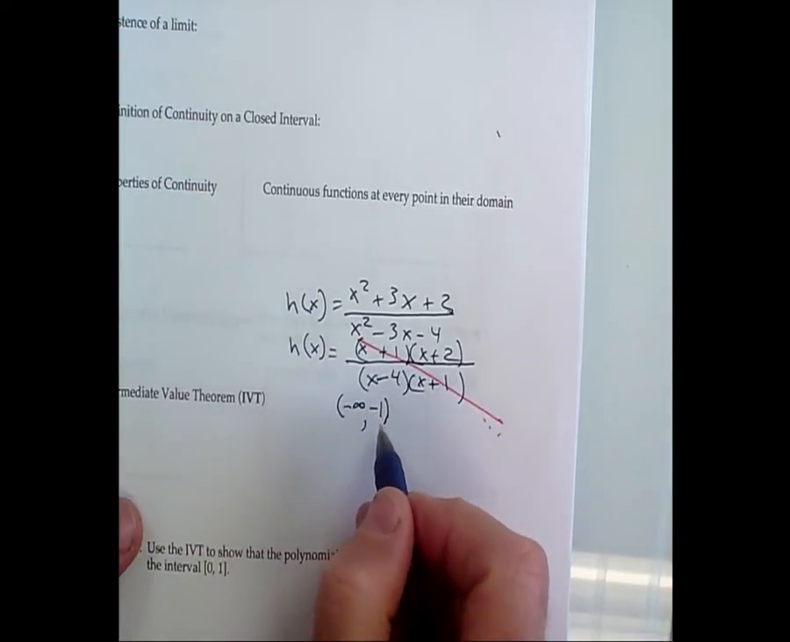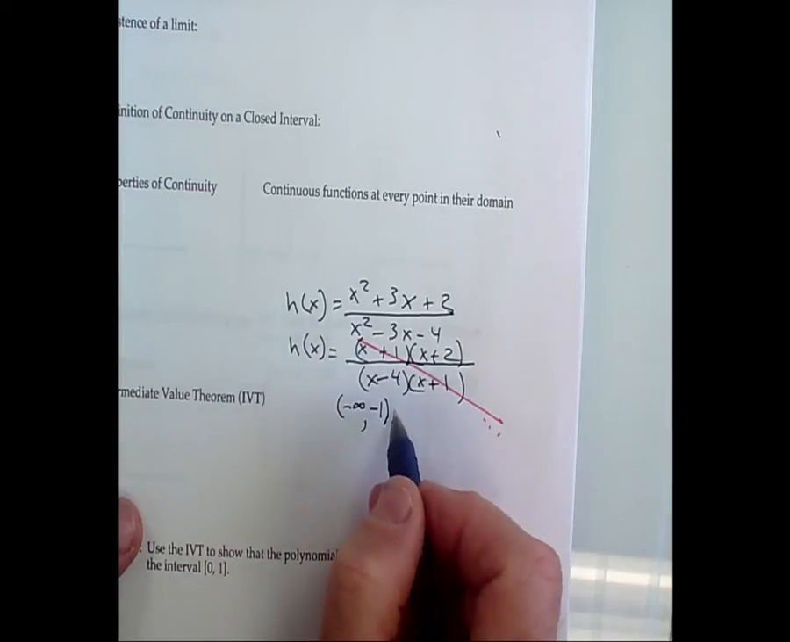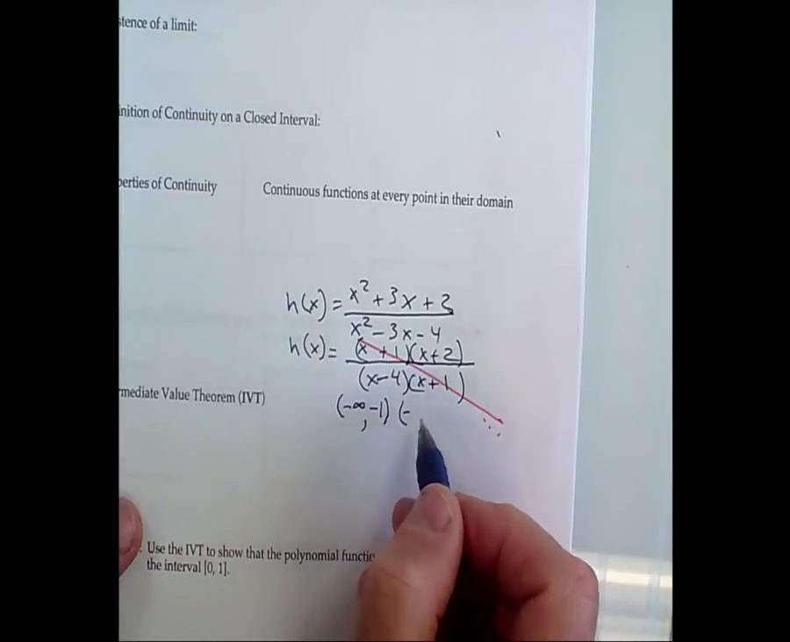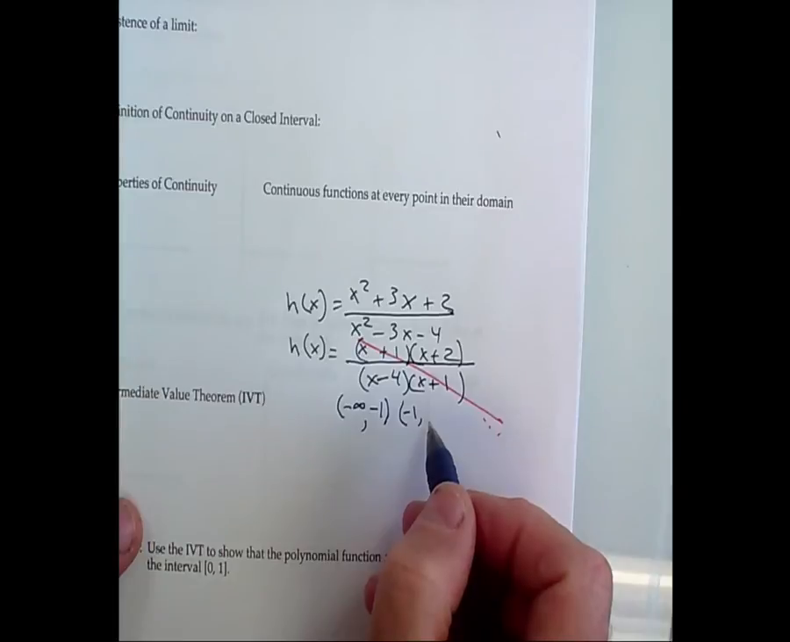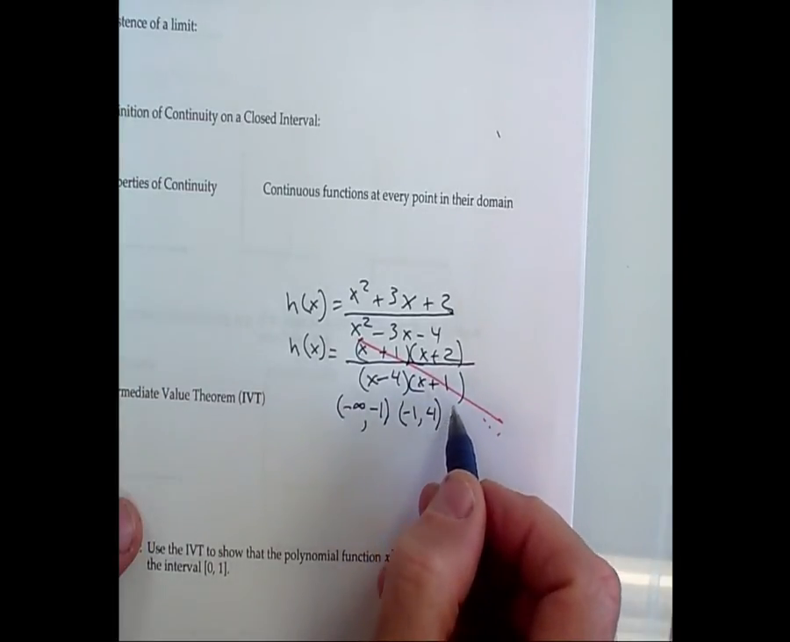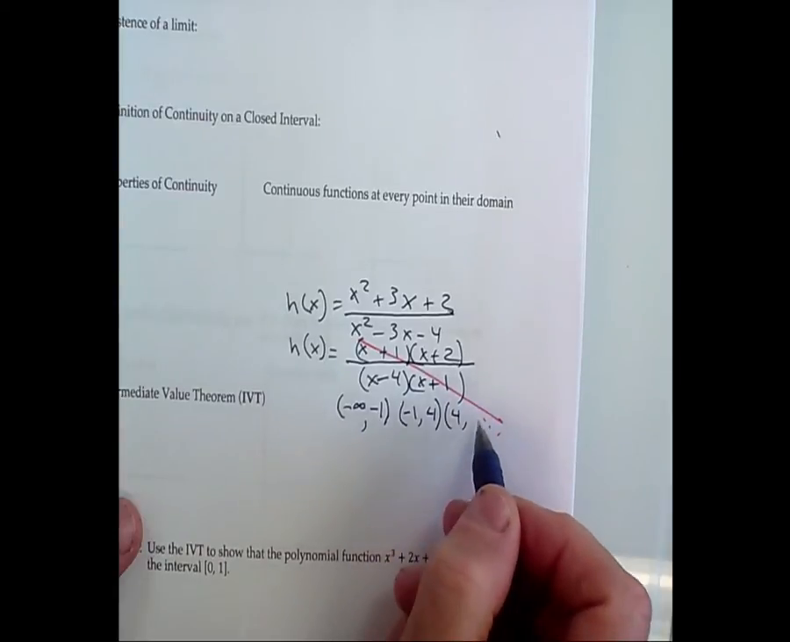Negative 1. Beautiful. Because I got a problem there, right? And then I'm going to have from negative 1 to what? 4. 4, because I got another problem there. That's not in there, is it? And then from 4 to what?